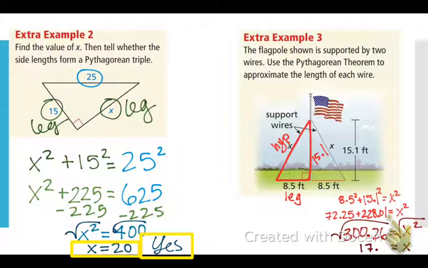So whenever it comes to this, you need to look at what everything else is rounded to in the picture. How many decimal places are there in the picture? 1, so we can answer with 1. So it's going to be 17.3.